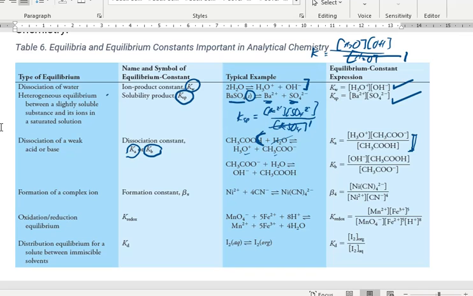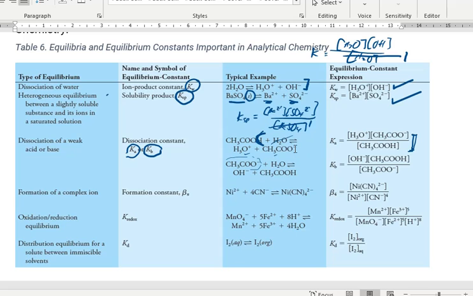And the same case with the base. The only difference is that your reactant in the base dissociation constant is the base. Okay? So it's reversed, right? Instead of the acid, acetic acid, it's the acetate, the base, that is in the reactant. So, that is why you have this as the base dissociation constant.